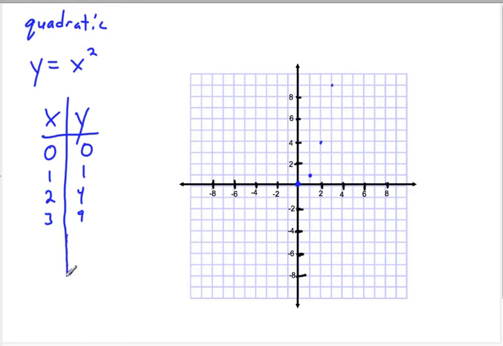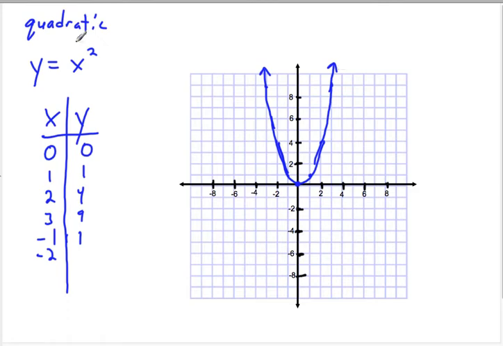Now, if x is negative, what happens is when you square it, it actually becomes positive, right? Because negative 1 times negative 1 is positive 1. And negative 2 times negative 2 is positive 4. And negative 3 times negative 3 is positive 9. And so what you get is something that looks kind of like a U. So it's not a straight line, as you can see. It curves, and so it looks kind of like this.